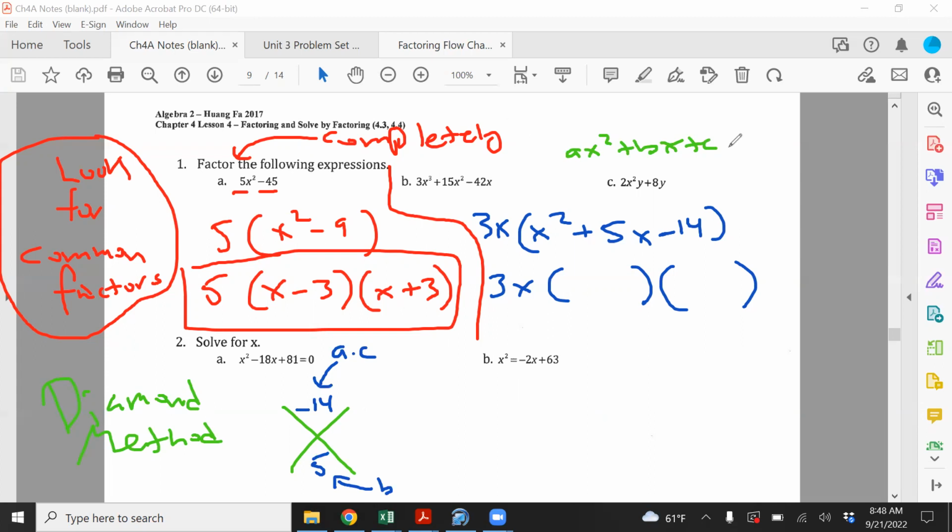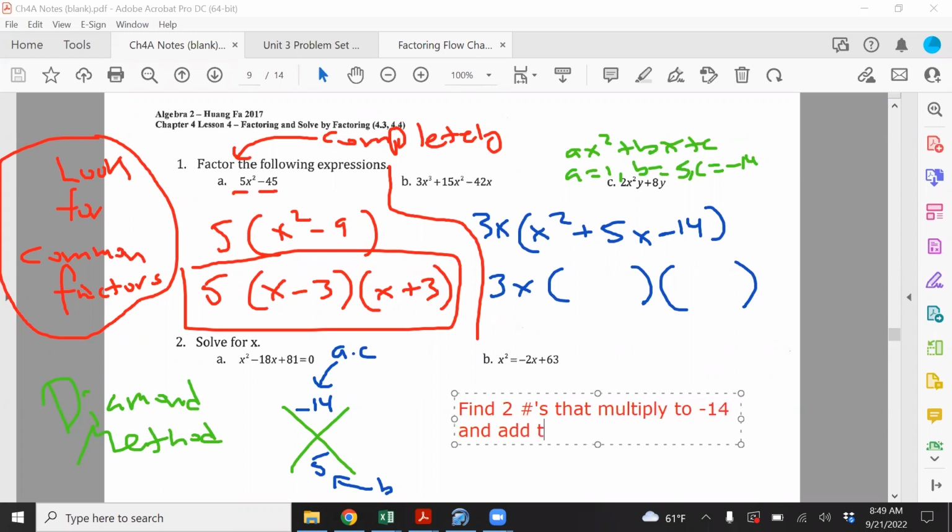A is the coefficient of x squared, b is the coefficient of x, c is a constant. Of course, I don't see anything in front of x squared right now because I already pulled out the 3x. So my a is 1, my b clearly is 5, and my c is clearly -14. So I put a times c up top and b in the bottom. Now my task, I'll write this in a text box. In case you forgot, your task is to find two numbers that multiply to -14 and add to 5.